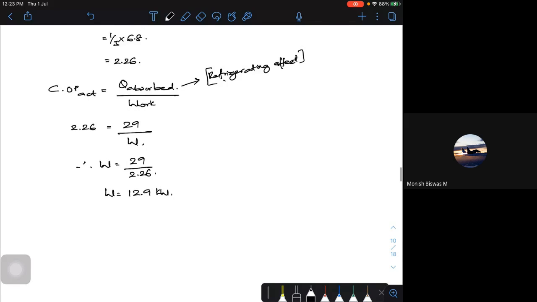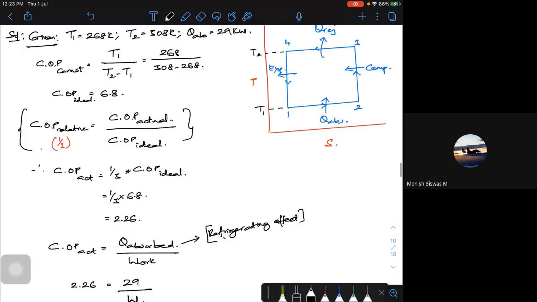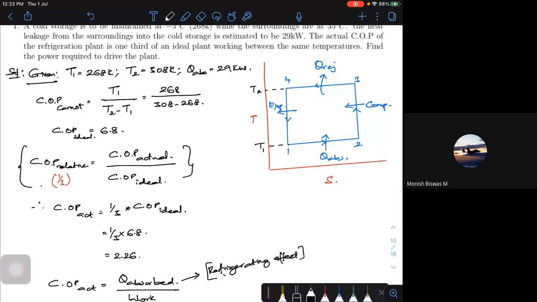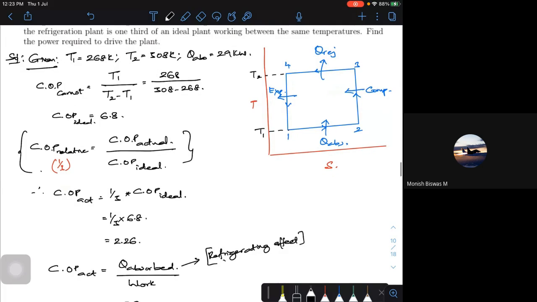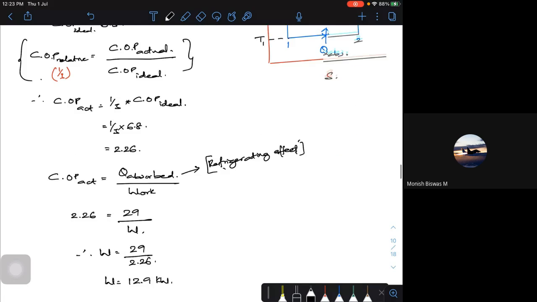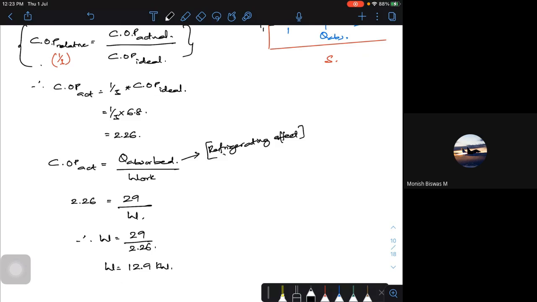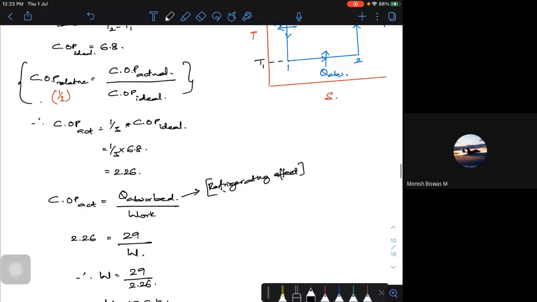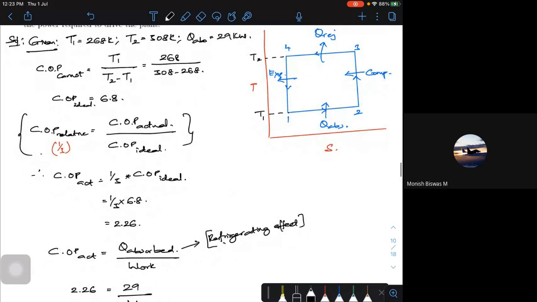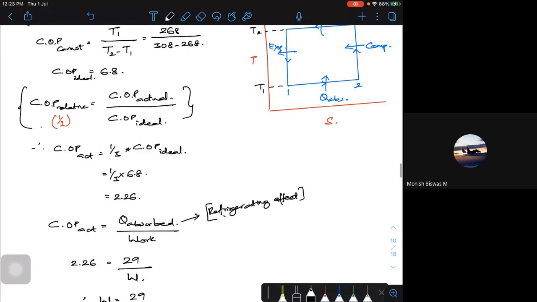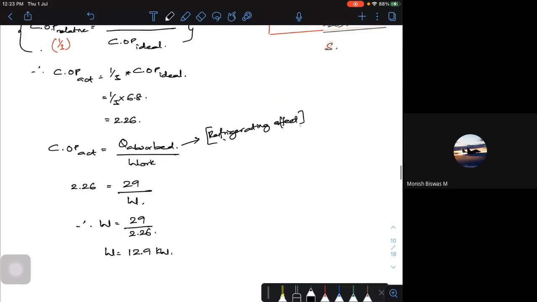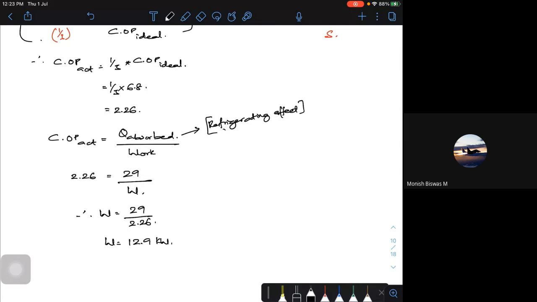So this is a simple problem I have taken, with respect to the Carnot cycle. This is a very ideal, simple cycle where you have two constant temperature processes and two isentropic processes, and I can solve this kind of problem. I can solve for the actual COP, then I can find the work done. Only thing is, I take the COP Carnot, then the relative COP, which is 1/3 given, then COP actual is equal to heat absorbed by work done, and I am able to get it. Is that clear?